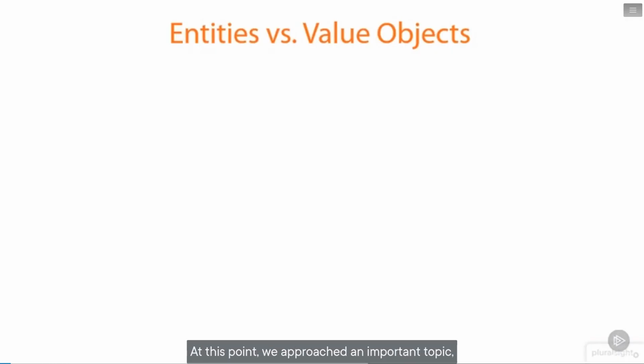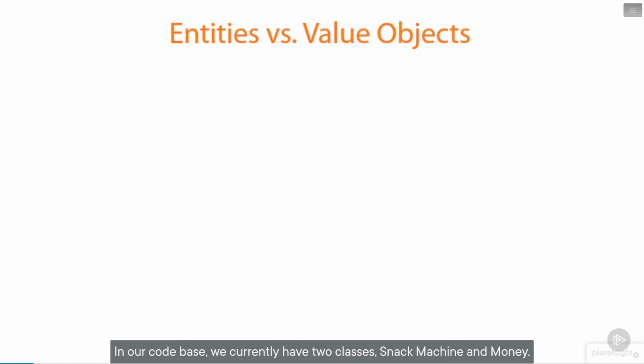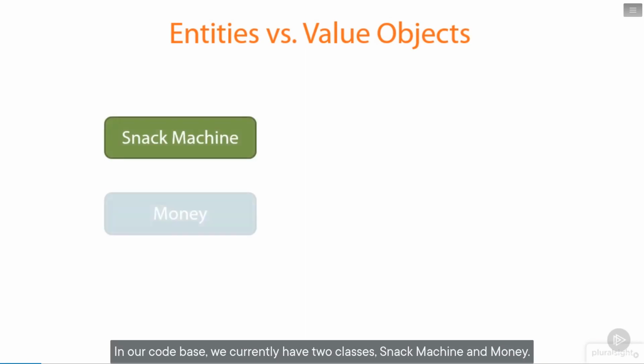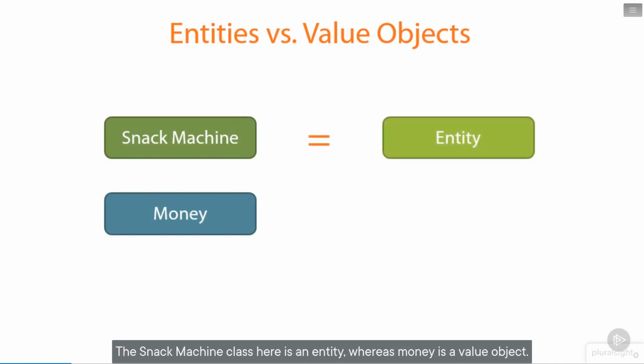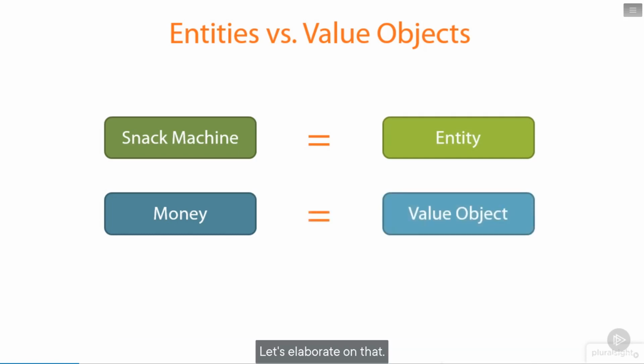At this point, we approached an important topic, the difference between entities and value objects. In our codebase, we currently have two classes, snack machine and money. They seem pretty similar to each other, but their semantics differs significantly. The snack machine class here is an entity, whereas money is a value object. Let's elaborate on that. The main difference between entities and value objects is in the way we identify them.